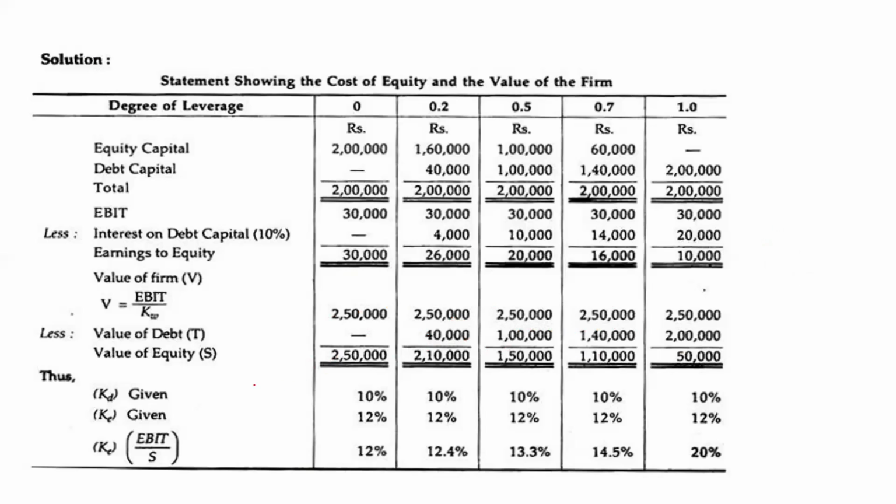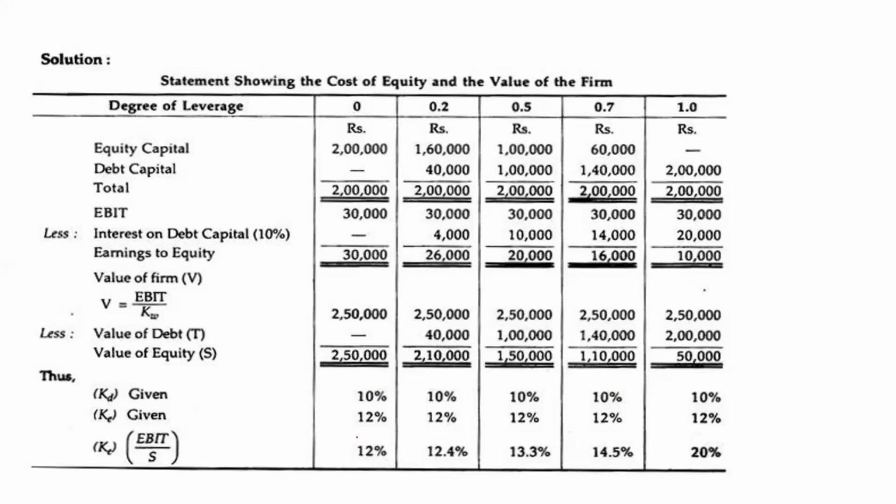We are already given the value of the debt. This is constant in all the situations, that is 10%, and the complete weighted average cost of capital, that is 12%, is constant in all the situations. Finally, the cost of equity, we have already given you the formula for that: earning before interest and tax divided by the value of the firm. If you do that, you get the cost of equity capital. In the first case, this is 12%. In the second, this is 12.4, then 13.3, then 14.5, and then 20.